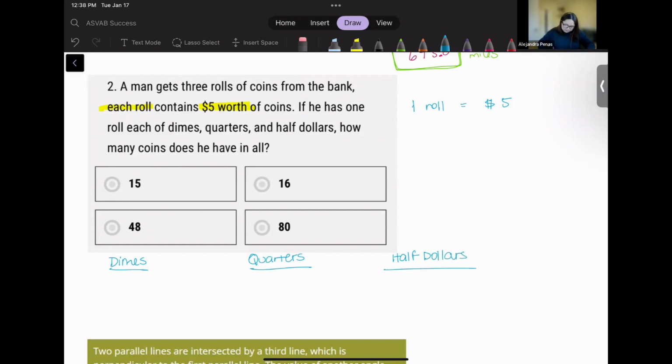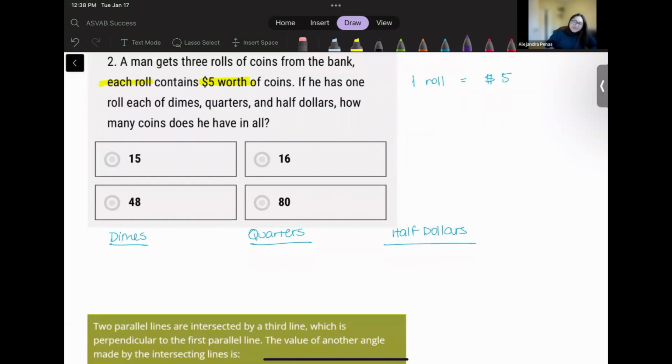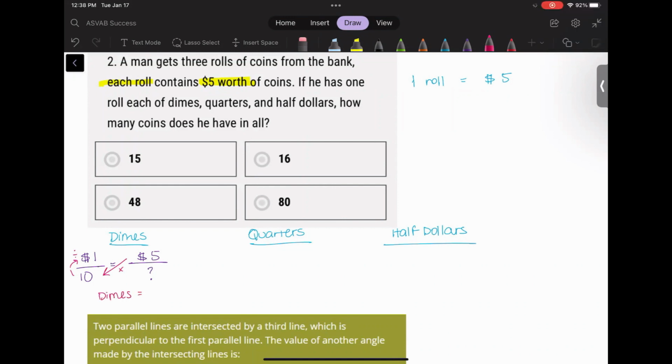Okay, so how many dimes are in a dollar, guys? 10. So $1, 10 dimes, and we have a total of $5. So how many dimes would we have? We're going to have 50 dimes. Okay, so far we have 50 dimes, plus. Now let's do quarters.